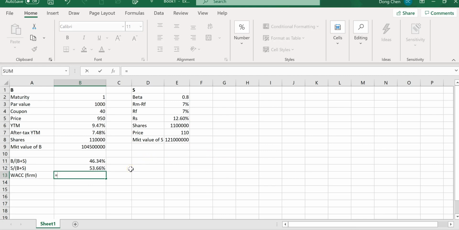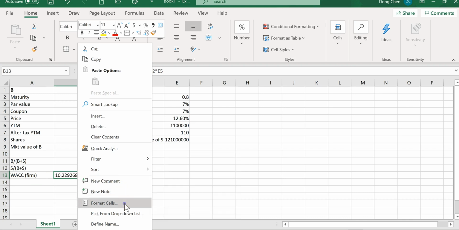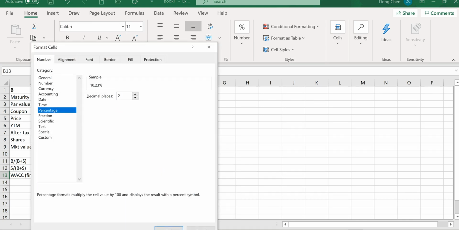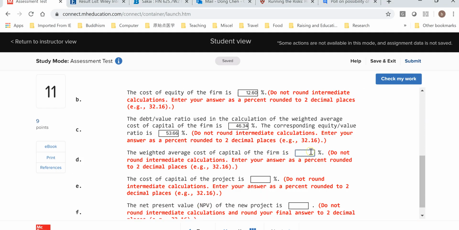So given that, we can just plug in the numbers. It's B over B plus S times the after-tax YTM, plus S over B plus S, the weight on the cost of equity, times the cost of equity. Then again, format cells and keep only 2 decimal places before the percentage sign, so it gives us 10.23%. And then part E, the cost of capital of the project.